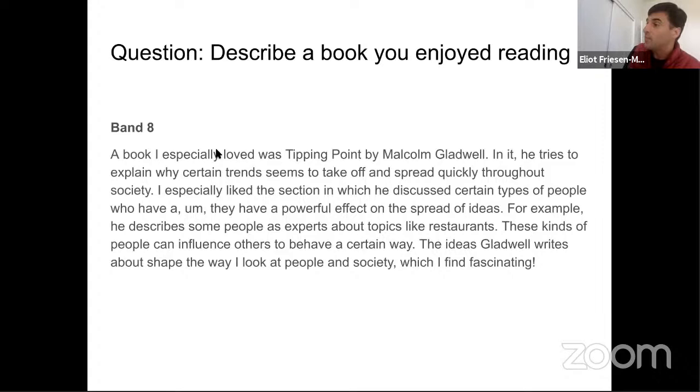Okay, "For example, he describes some people as experts about topics like restaurants. These kinds of people..." There's another connective. These kinds of people, these people, that demonstrative pronoun there, referring to an idea that was just mentioned in the sentence before. This is what we're talking about. This is the kind of thing that makes the difference between a band 8 fluency and coherence score and a band 6 fluency and coherence score, okay? "So these kinds of people can influence others to behave a certain way. The ideas Gladwell writes about shape the way I look at people in society, which I find fascinating." Okay, all right, what do you think?